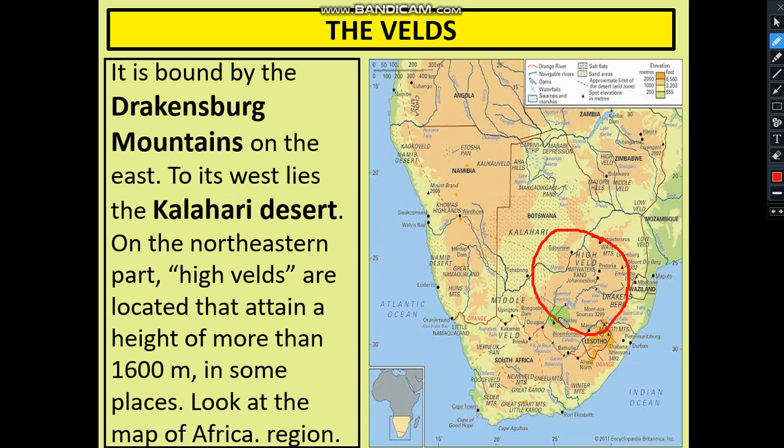These mountains are on the eastern side, and to its west lies the Kalahari desert. As you can see, this is the Kalahari desert. On the northeastern side, the high velds are located, which attain a height of more than 1600 meters. Means you can find plateaus up to the height of 1600 meters, not mountains. Plateaus are almost covered with stones.